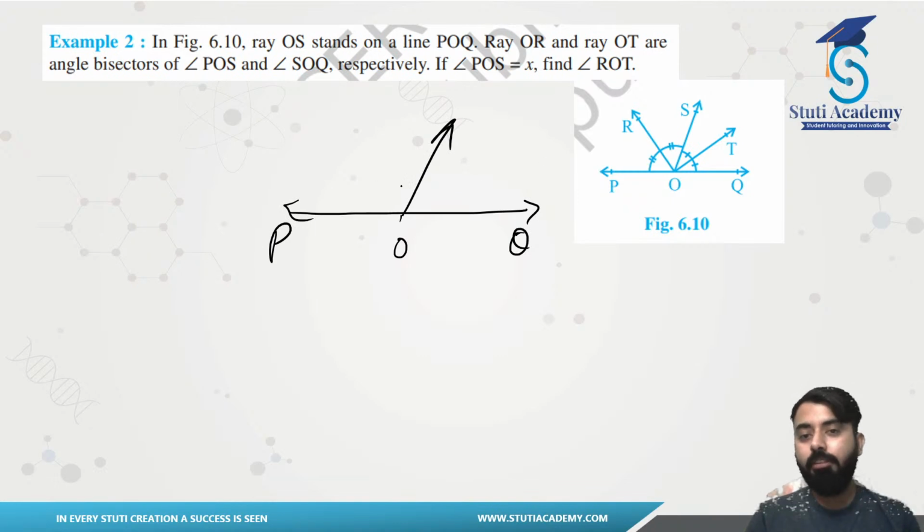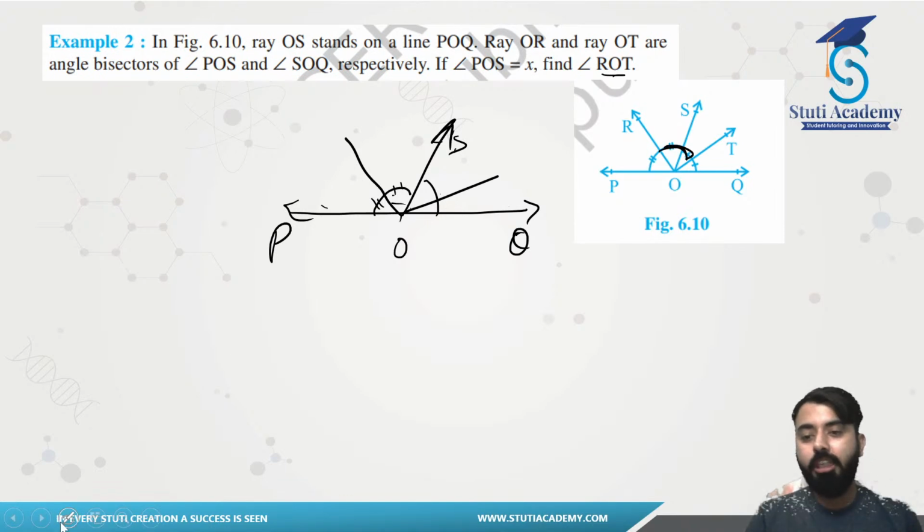Since we are having rays and lines, there will be two angles, right? One this one, one that one. This is angle POS and that is angle SOQ. Now I have two more rays, OR and OT, both of them bisecting angle POS and angle SOQ. Then I have to find the value of angle ROT, which is this one.